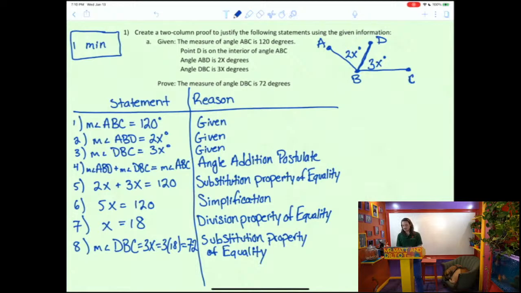So now we need to use the substitution property of equality to substitute in 18 for x into the expression that represents the measure of angle DBC. So 3x can be evaluated as 3 times 18, which is indeed 72 degrees.